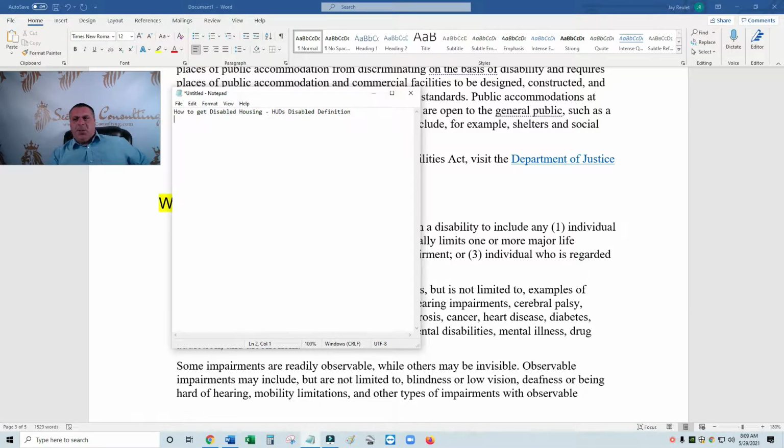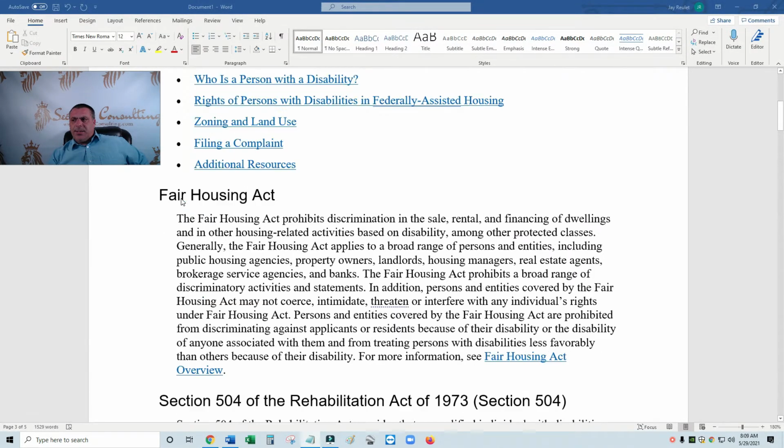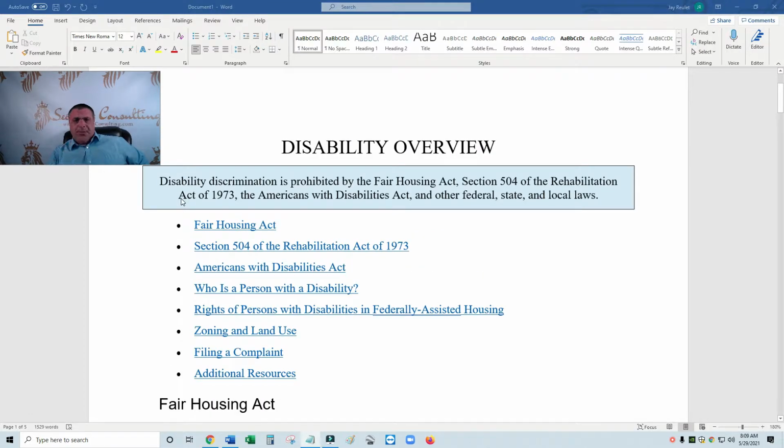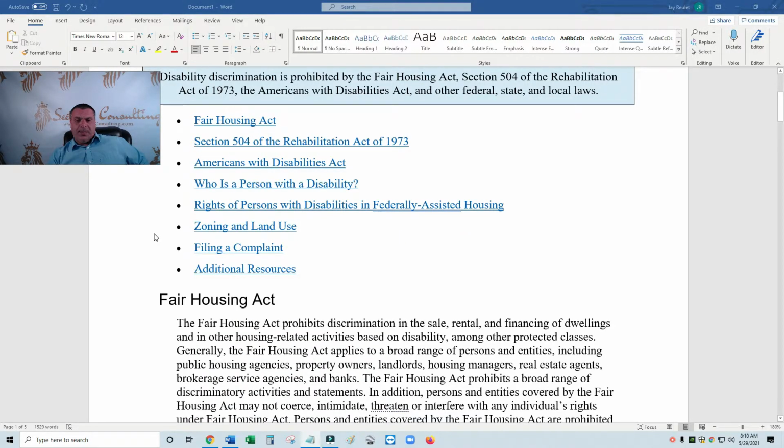Okay? So, moving on from there, first thing we're going to do is talk about the actual definitions in which everything is written down. So, this is our disability overview. We'll be talking about the Fair Housing Act, Section 504 of the Rehabilitation Act of 1973, the Americans with Disability Act, who is a person with a disability, and rights of the person with a disability in federally assisted housing. Then we're going to skip the zoning and land use, and then filing complaints and additional resources. Those things are not necessary for this video.